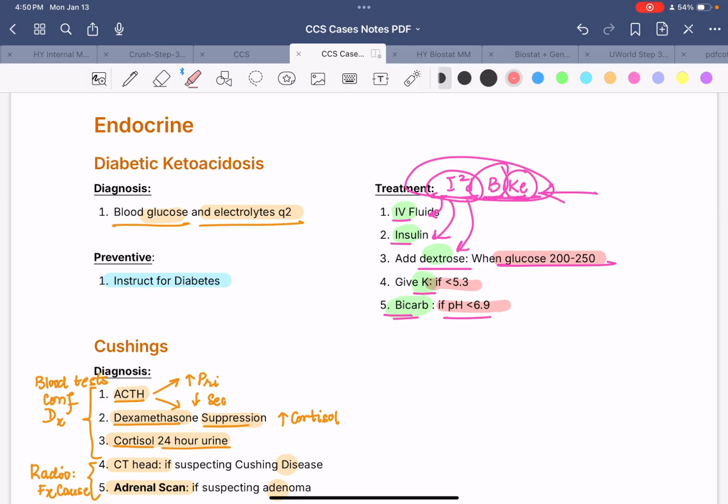And you already know that giving insulin also tends to move the potassium from the serum into the cells. Therefore, if at any point by this electrolyte monitoring you find out that the pH is less than 6.9, immediately give bicarb. If the potassium is less than 5.3, immediately give potassium.